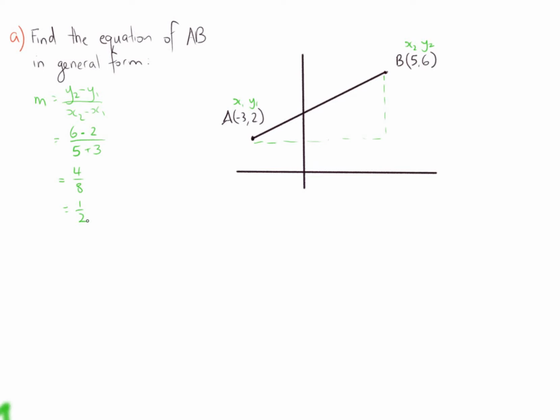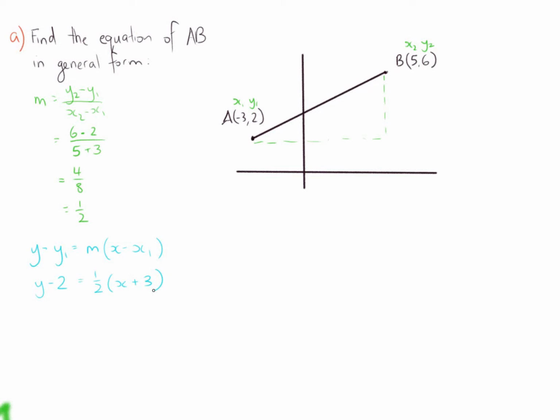We only need one. So we can go ahead and use the point-gradient form. Y minus y1 is equal to m outside of x minus x1. We could choose either point A or point B here, but let's stick with A since we've labelled that as x1, y1. Y1 is 2, our gradient is 1/2, and x minus x1, well, the two minuses become a plus, and we get x plus 3.